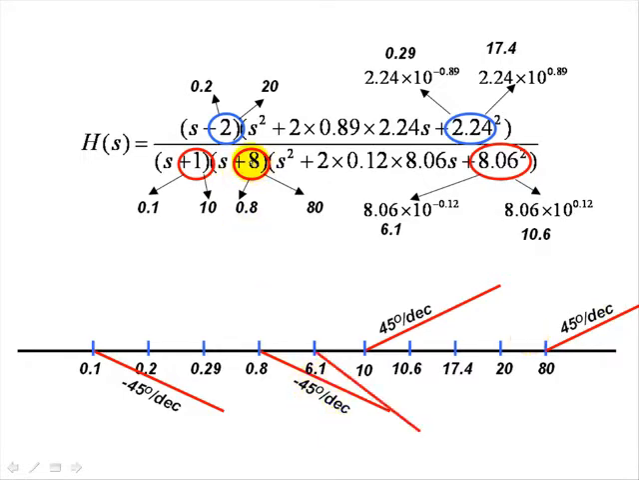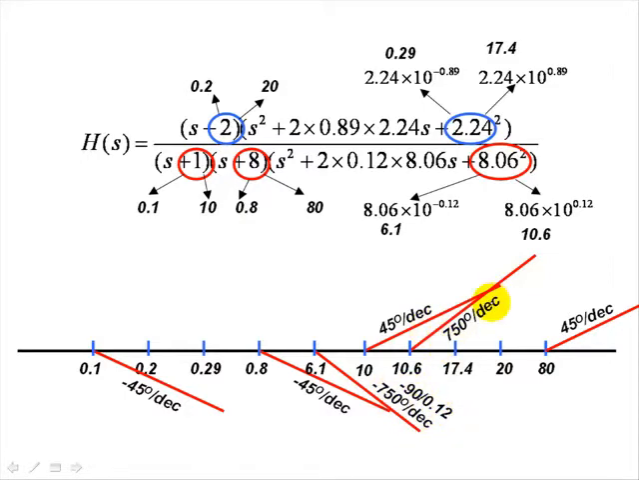The complex conjugate poles at omega naught, 8.06, contribute with a descending slope at omega 1, 6.1, and an ascending slope at omega 2, 10.6 radians per second. The slope is 90 divided by 0.12, that is 750 degrees per decade.